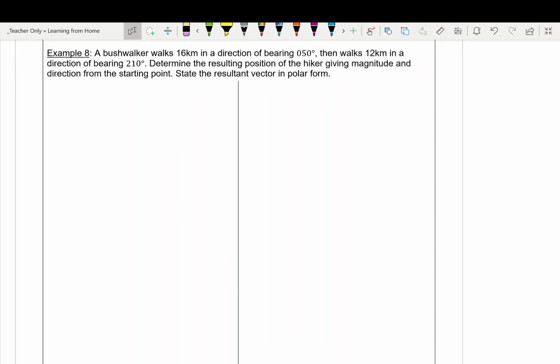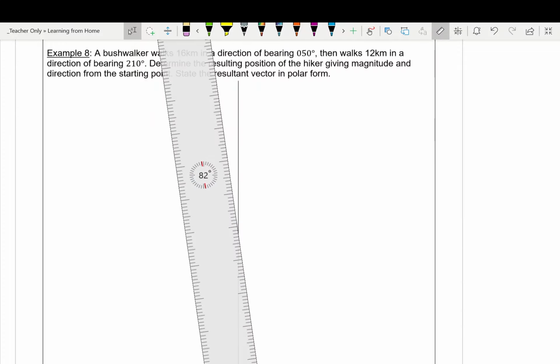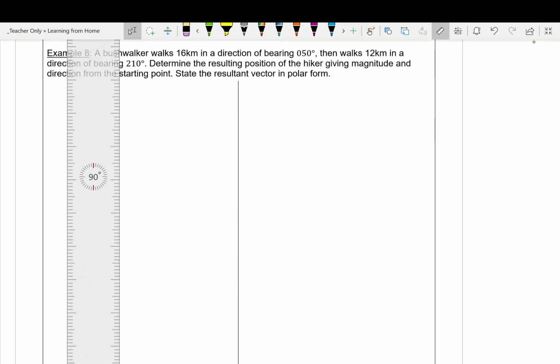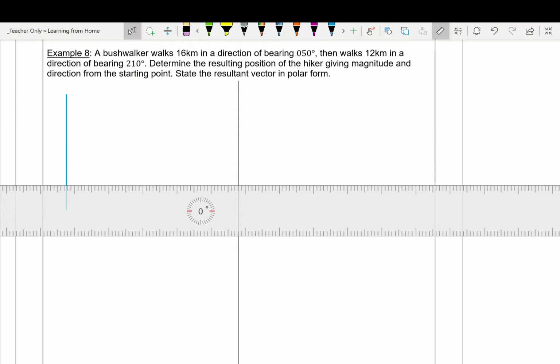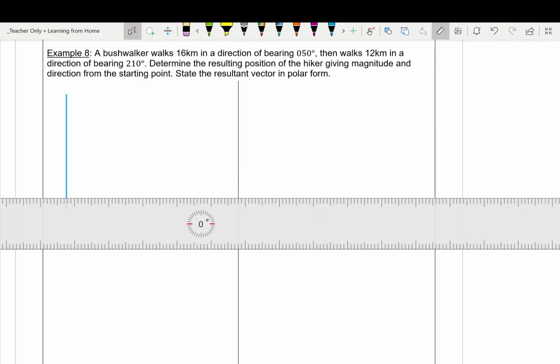Example 8. A bushwalker walks 16 kilometers in the direction of bearing 50 degrees and then walks 12 kilometers in a direction of bearing 210 degrees. Determine the resulting position of the hiker given magnitude and direction from the starting point. State the resultant vector in polar form. So we need a diagram for this. So if we're looking over here, let's make this our positive y-axis. And this, our positive x-axis.